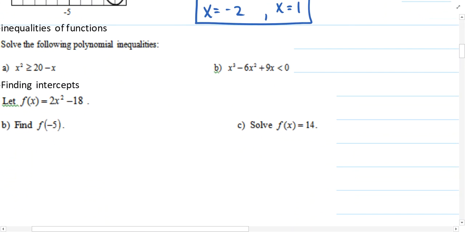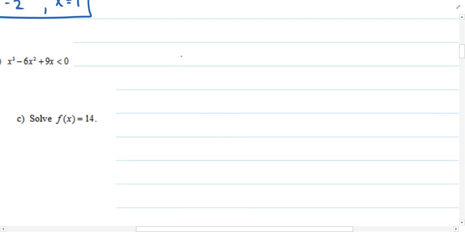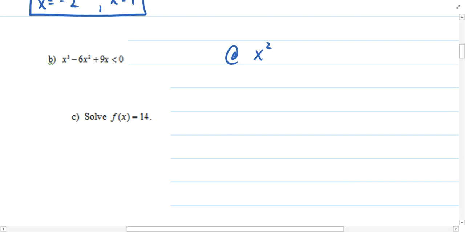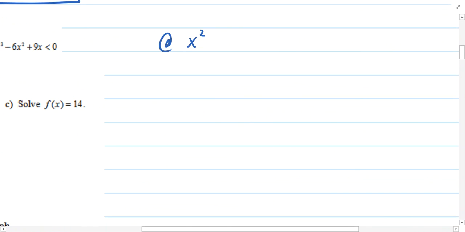Moving on to the next bulleted point, I'm not going to have enough room to show my work here, so I'm going to move over to some scratch paper. Question A, we've got x squared greater than or equal to 20 minus x. And this is an inequality, so we want to find all x values that satisfy this, and there's likely not going to be just a single x value or a collection of x values, but instead an inequality as a result. So I'd like to share with you a technique that we discussed in class about solving this.